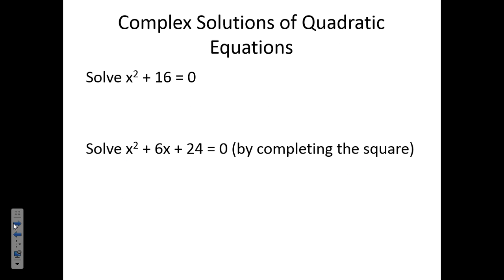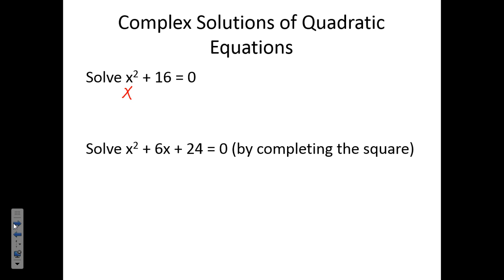So now we can solve things like x squared plus 16 equals 0, or x squared plus 6x plus 24 equals 0. I showed you one similar to this, x squared plus 4, a little bit ago, right? Do you need to see this one worked? Yes, no? Yes, okay. So we're going to solve this.